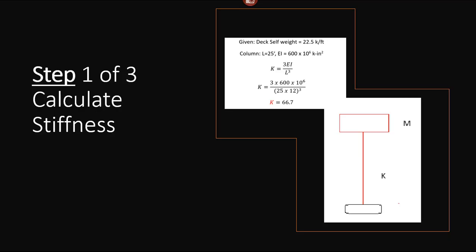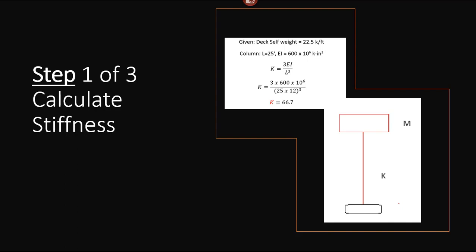Now, how do we calculate the stiffness of the structure? We basically use this formula, K equals 3EI over L cubed. Now, you don't have to do this because computer programs do this for you, but I'm just showing you some simple examples, hand calculations that you can use to understand what computer programs do in the background.